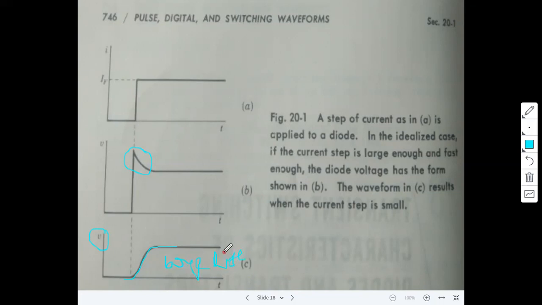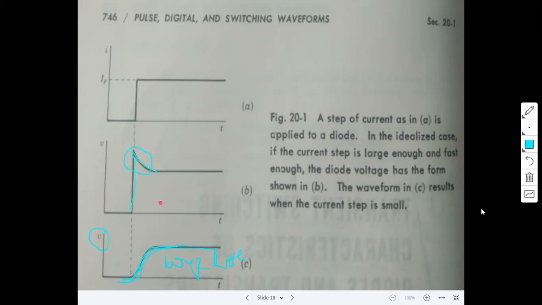Remember this one. For any system or circuit, rise time should be small. If the rise time is small, the response is also quick. It will take a very small time interval. Here the rise time is large and the amplitude is also not sufficient. Then the voltage across the diode increases very slowly. But in this case, it immediately increases.